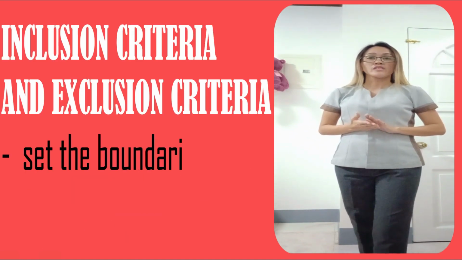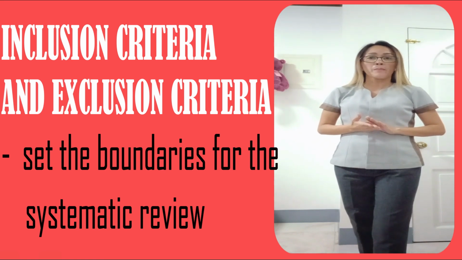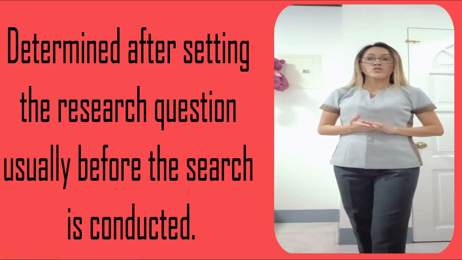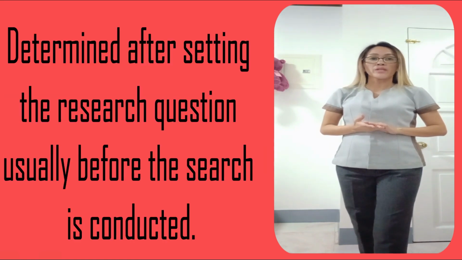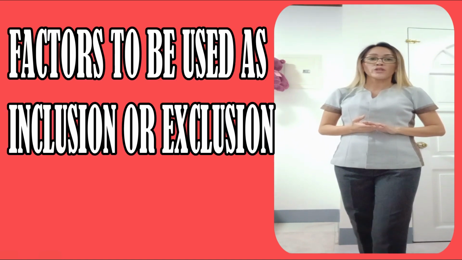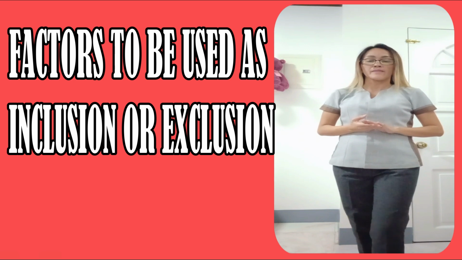So inclusion and exclusion criteria set the boundaries for the systematic review. They are determined after setting the research question, usually before the search is conducted. However, scoping searches may need to be undertaken to determine appropriate criteria. So many different factors can be used for the inclusion or exclusion criteria.